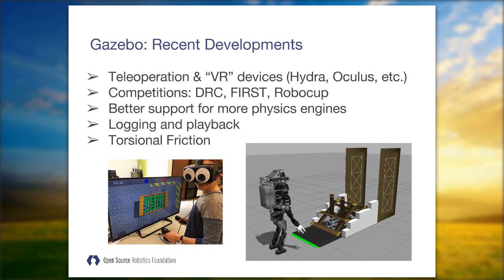We've also recently implemented torsional friction, which for anyone who doesn't know, is friction due to torque on contact with the surface rather than linear forces. That could be really key also in simulating certain contacts or certain interactions with objects.